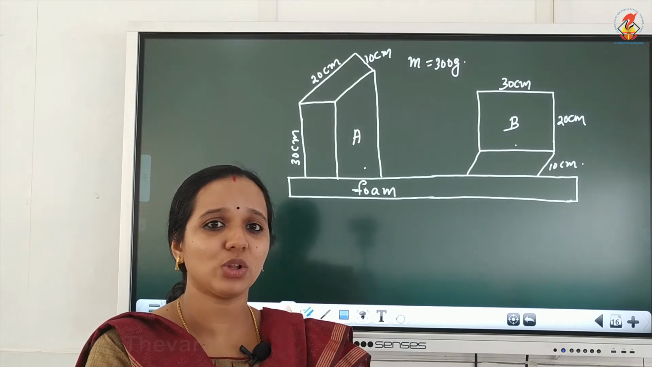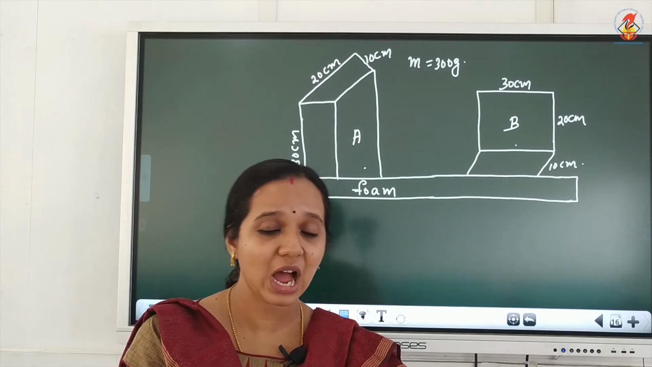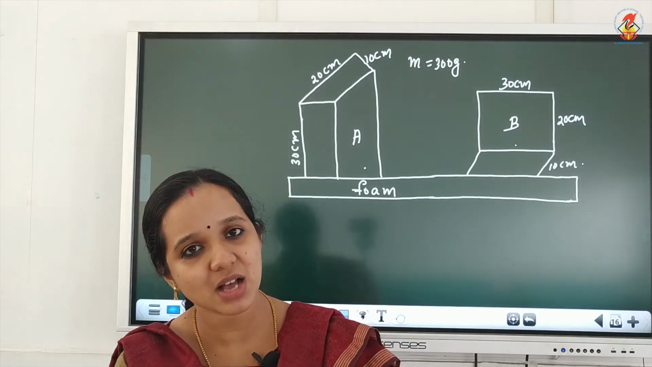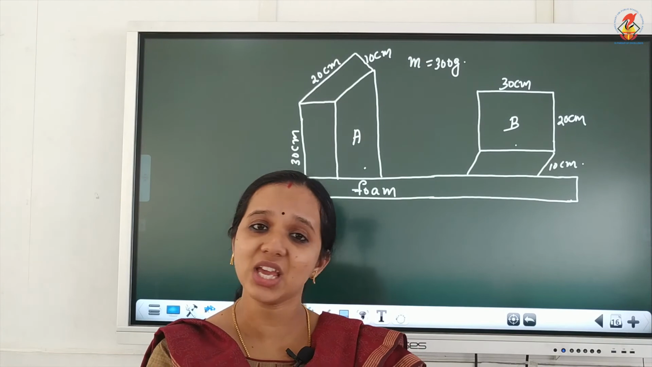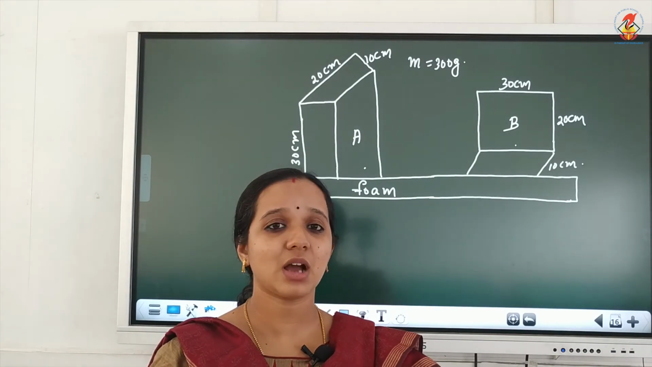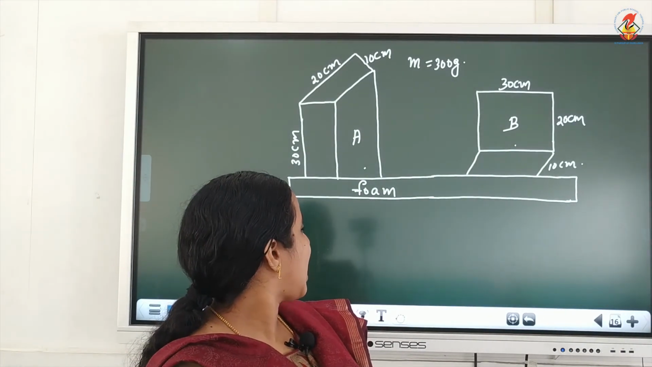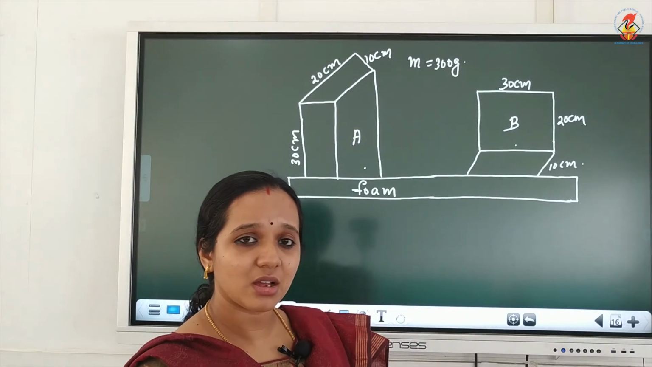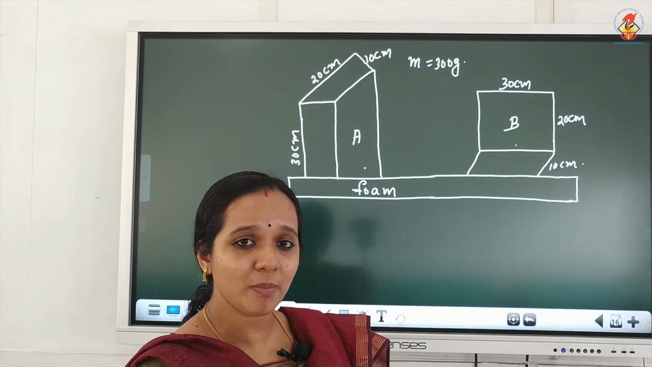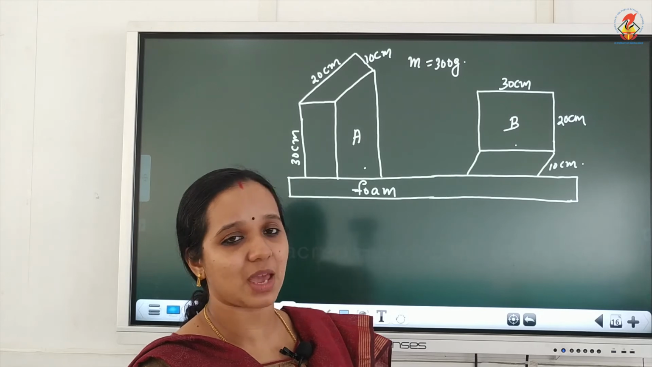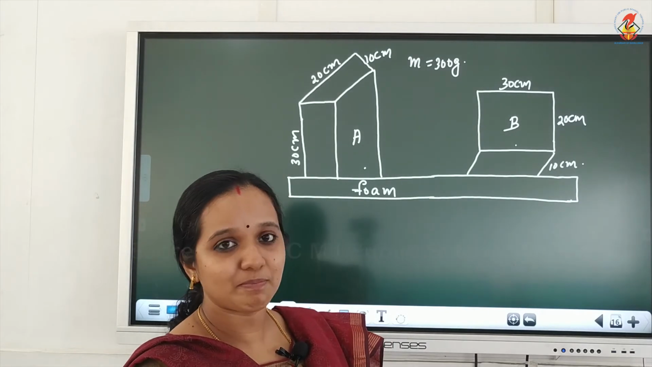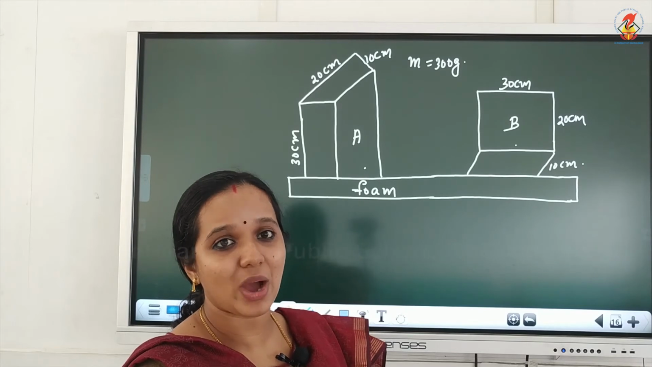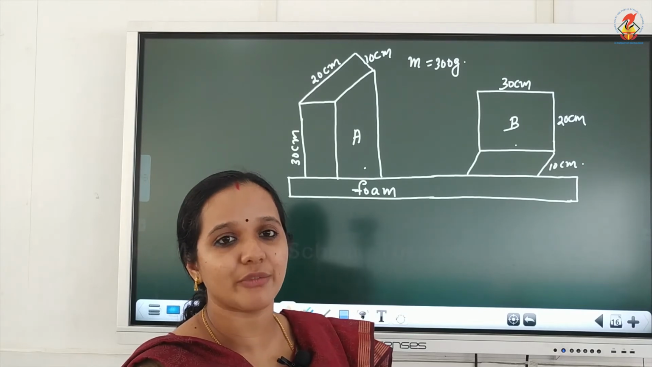We have already told that both the blocks are identical, both have the same masses and the same dimensions, that is, length, breadth and height are the same. But the compression of foam where block A is kept is more compared to that of B, where B is kept. Why do you see such a difference?